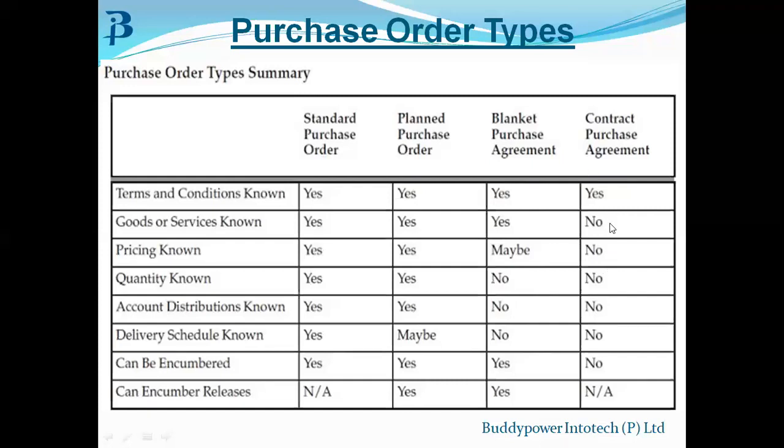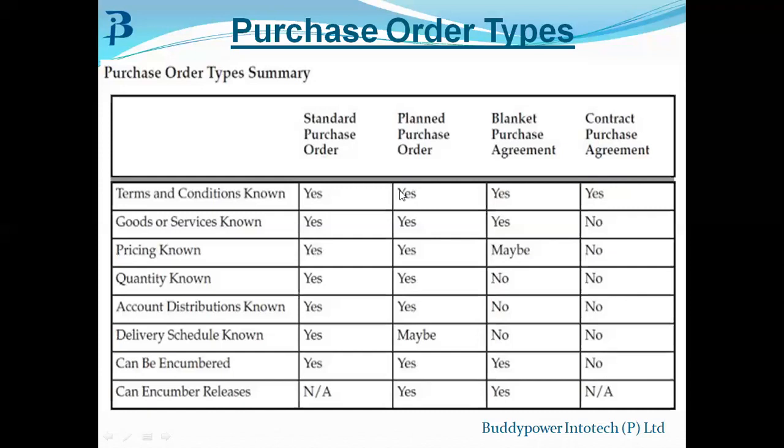Then you have the contract purchase agreement. Here you create the contract purchase agreement with your supplier to agree on specific terms and conditions, without indicating any other details like the goods, services, how much quantity you want, the pricing, nothing. You put in your predefined terms and conditions, without putting any of these details into it. Then you can later issue standard purchase orders referring to your contracts. So you attach the standard purchase order along with this contract purchase agreement. So that is a contract purchase agreement.